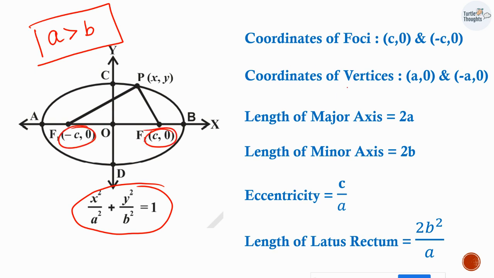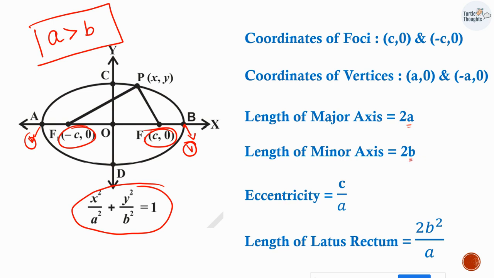The coordinates of the vertices are a comma 0 and minus a comma 0. These are the vertices, and I'll be writing V over here. The length of the major axis is given by 2a. The length of the minor axis is given by 2b.